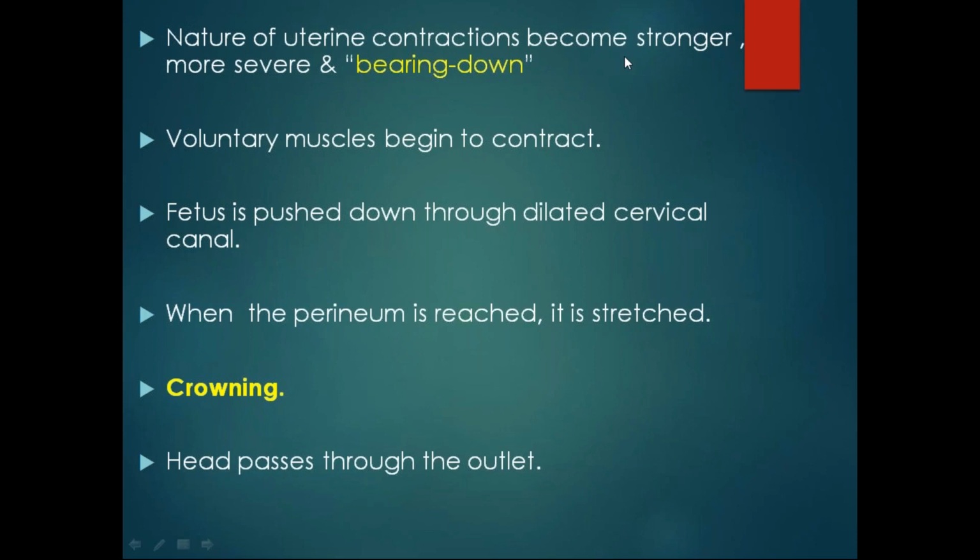So what are all the things that are occurring in the second stage? The nature of uterine contractions becomes very strong. Now once the cervix is fully dilated, all that is happening is the baby has to come out. So the uterus will be trying to push faster and faster, and we call this bearing down.